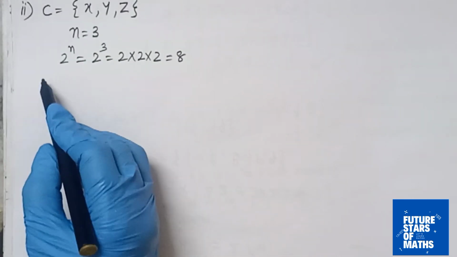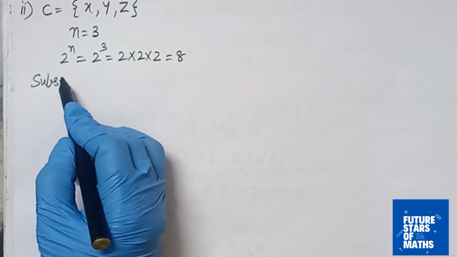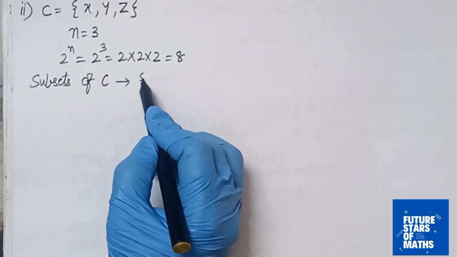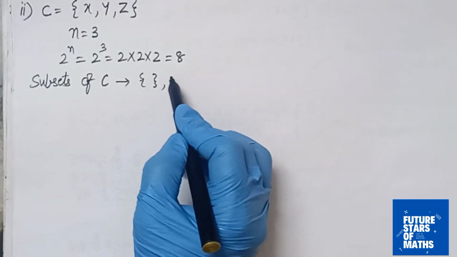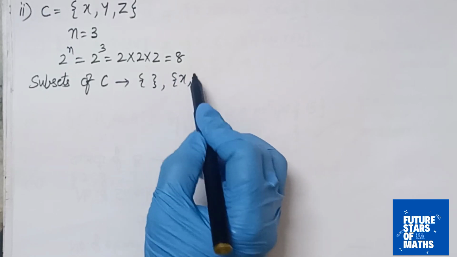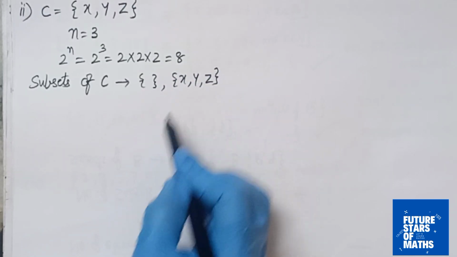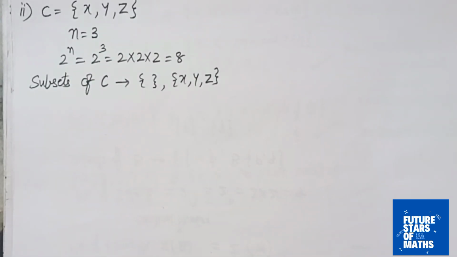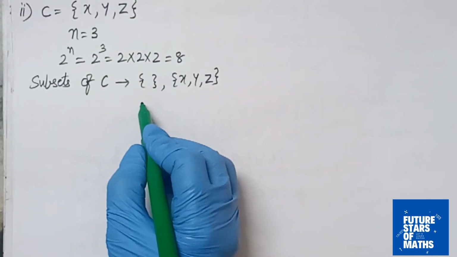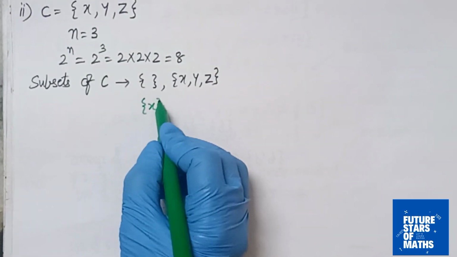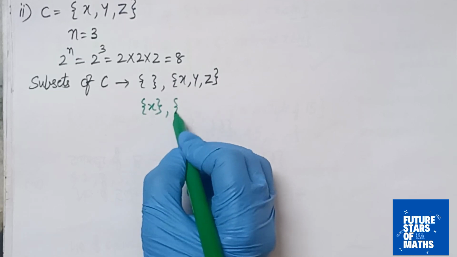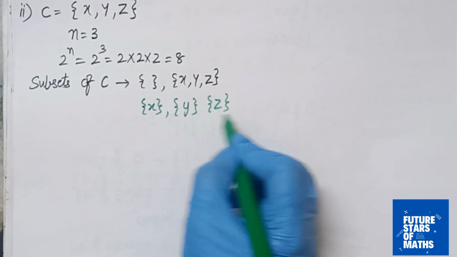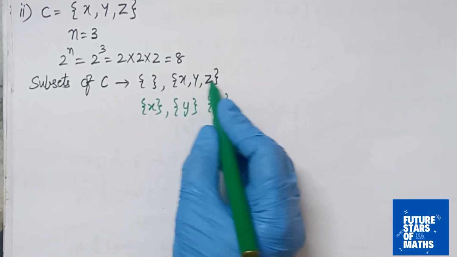What are those? We'll write here the subsets of C. First it will be the null set. Then the set itself, that is X, Y, Z. Then what do we have to do? You follow a few tricks here, students. First we have to write all the elements one by one, each as a separate set: X, then Y, then Z. Single elements. No more single elements are left.